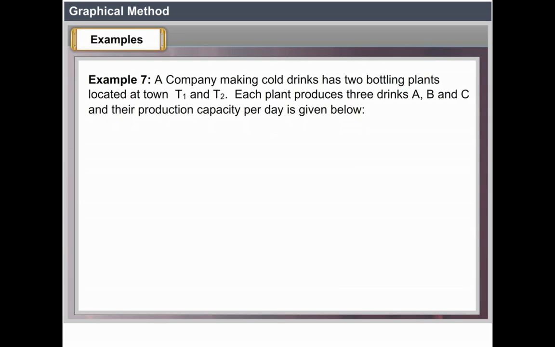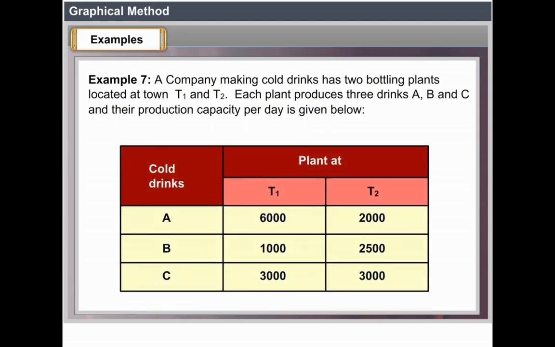Example 7. A company making cold drinks has 2 bottling plants located at town T1 and T2. Each plant produces 3 drinks A, B and C, and the production capacity per day is given below. In the table we are shown clearly cold drinks in one column and then plant T1 and T2 in separate columns. We have the cold drinks A, B and C.